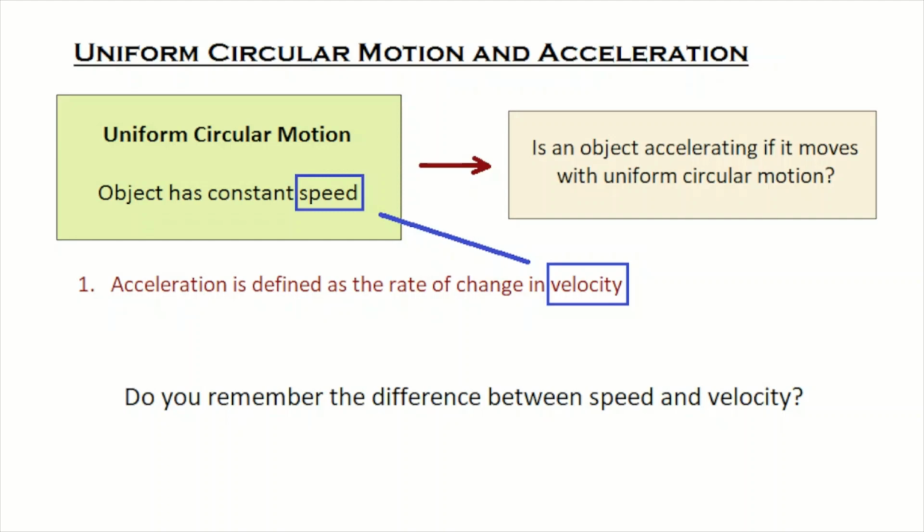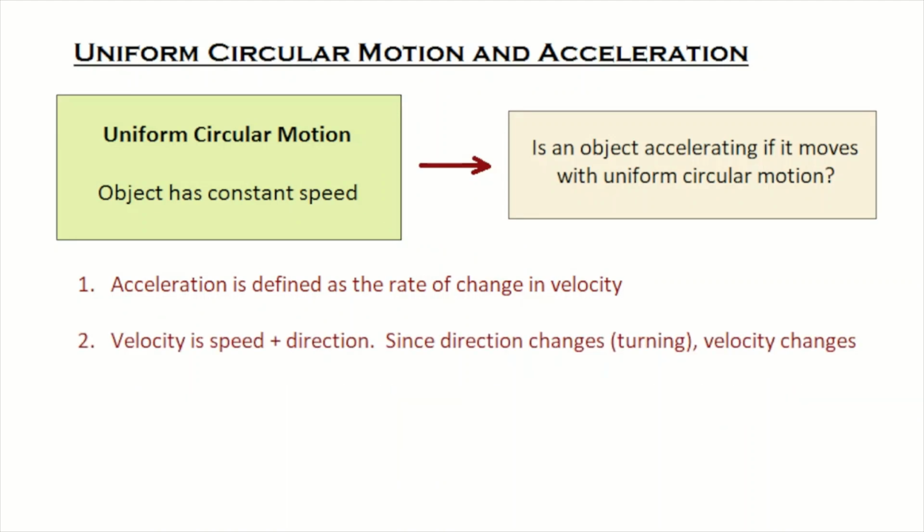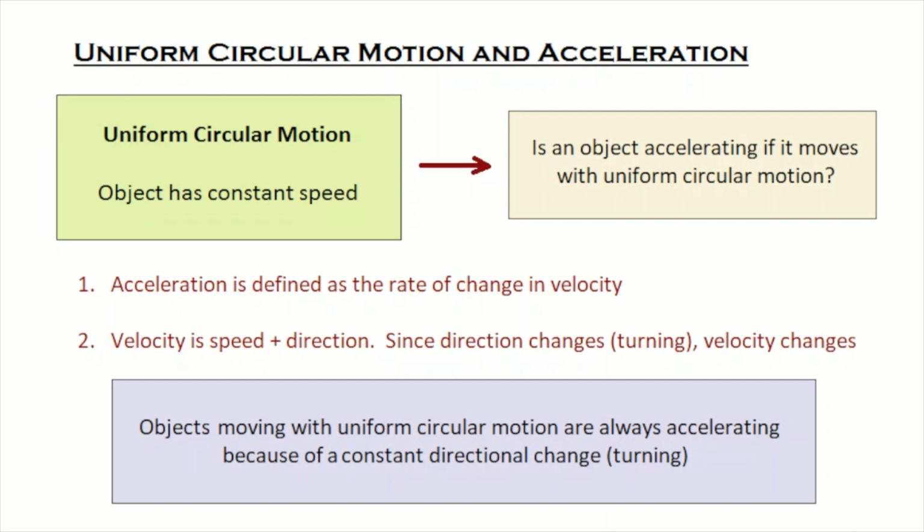Speed only considers how fast an object is going, whereas velocity considers how fast and which direction an object moves. So although speed is constant because we're not getting faster or slower, velocity is not constant. As you move in a circle, you're always turning. Because you're turning, you're changing direction, and because you're changing direction, the velocity is changing. So if you are ever posed with the question, is an object accelerating if it moves with uniform circular motion, you want to answer yes, not because it's speeding up or slowing down, but rather because it's always turning and therefore always changing direction.